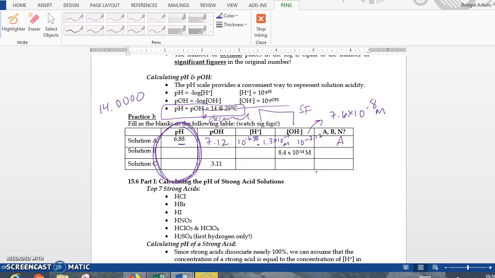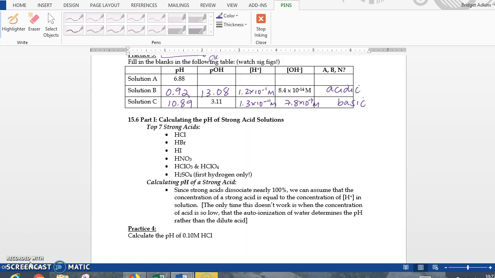All right, so go ahead and pause the screencast and try those, and then you can check your work in just a sec. All right, here are your answers for solutions B and C, so just check to see how those went and how your classifications went.